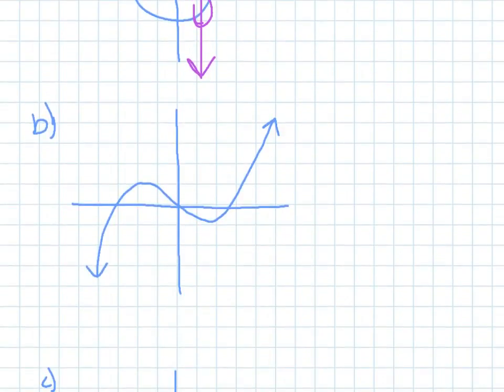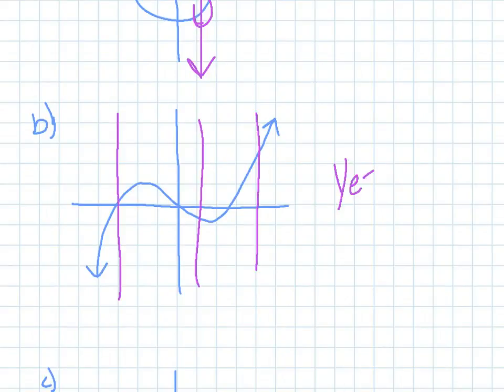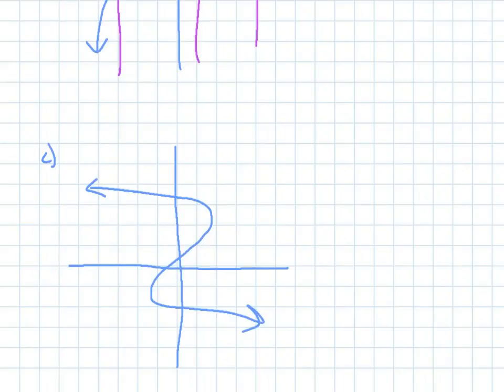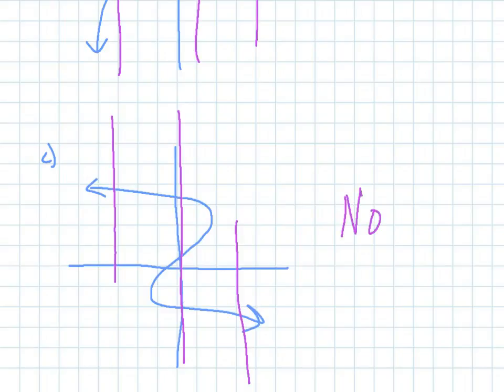Okay, letter B. Now looking at that one, it looks like it's a function. I can't draw a line at any one spot and get 2 of them. So I would say yes. So that passes the vertical line test, since I didn't cross twice. Looking at letter C, yeah, some places you would be okay, like here and here, but then right there you get 3 crosses, so that would also be a no. Okay.